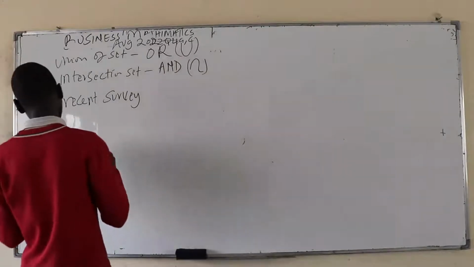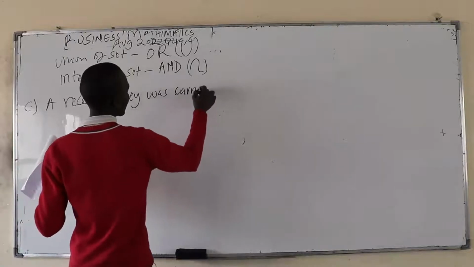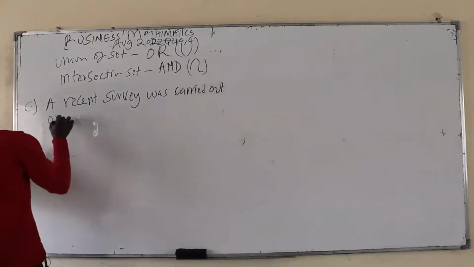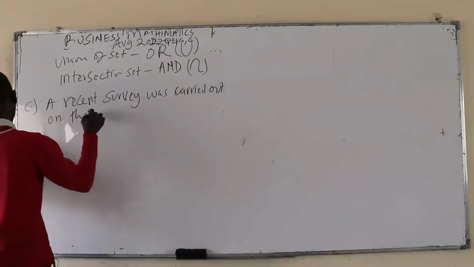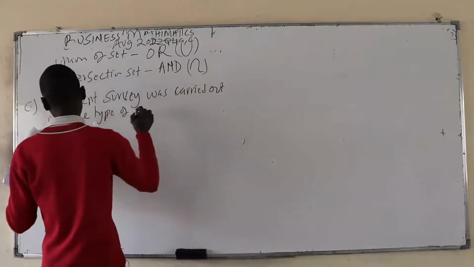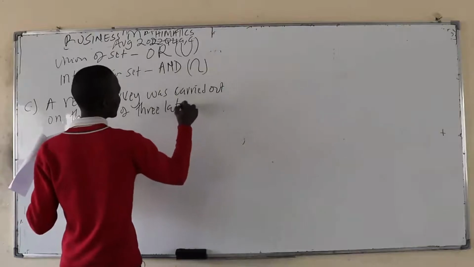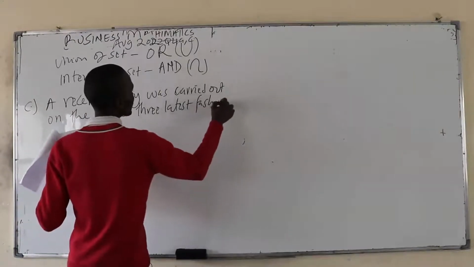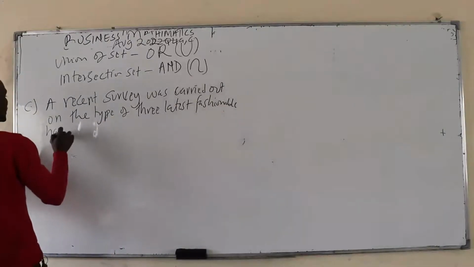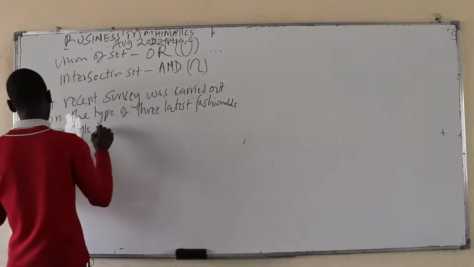You are told to explain the following terms as used in set theory. It was question four, August 2022, question four. Number one, union of sets. What we are defining here, okay?